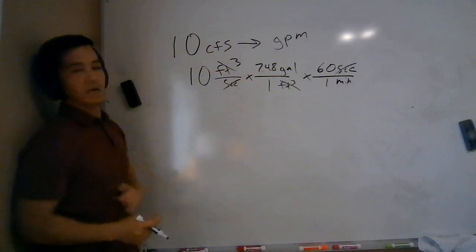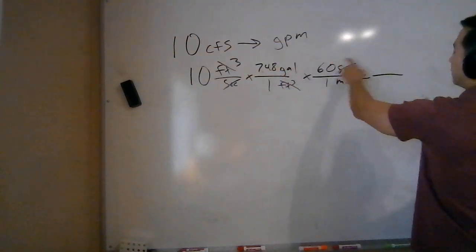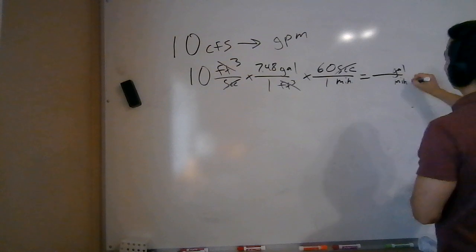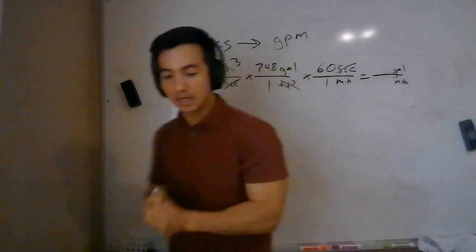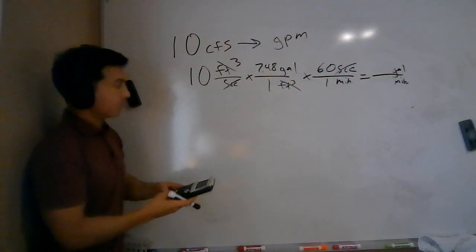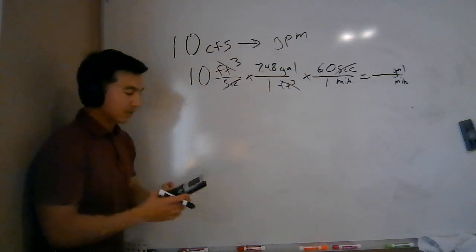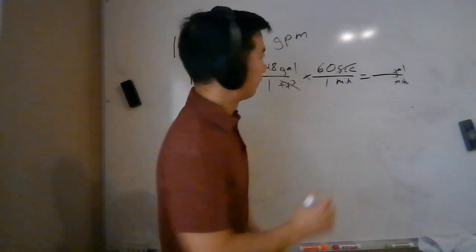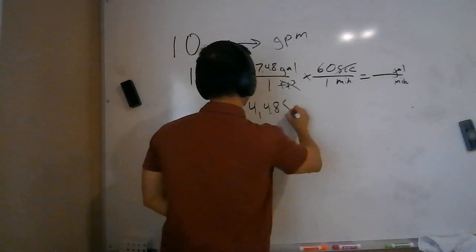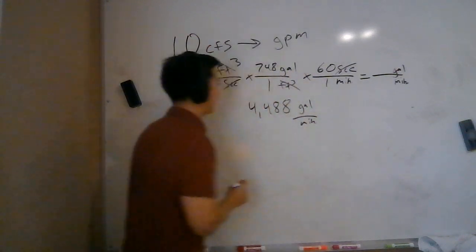So now I can multiply across the top. If I'm looking at just units, we end up with just gallons. If we multiply the bottom with just units, we end up with minutes. So if I can get my units right, then it's just a matter of plugging the numbers correctly into my calculator. In this case, it's going to be 10 times 7.48 times 60. And that's going to give me 4,488 gallons per minute.